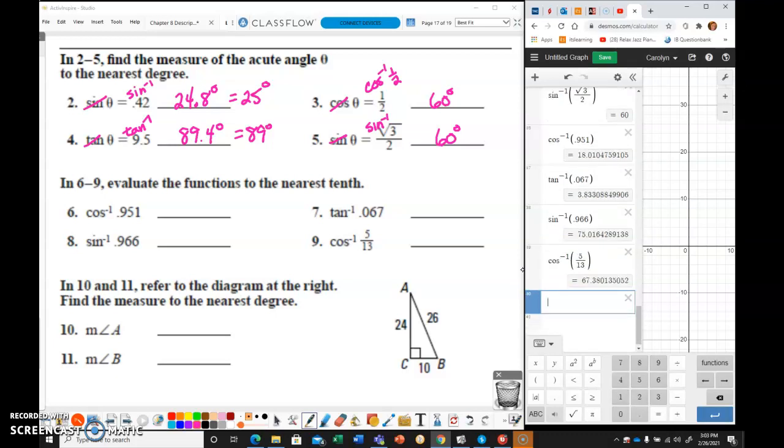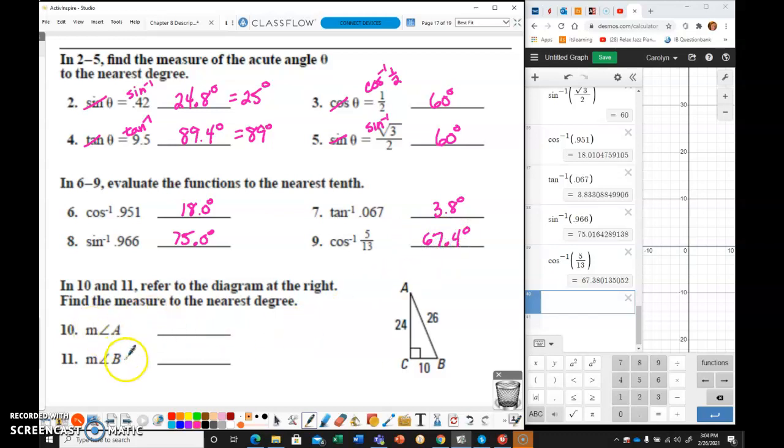All right, so that first one was 951, so it's 18.0. Remember, put your degree symbol on there. The next one was 3.8. The 966 got me 75.0. And the last one got me 67.4 degrees.